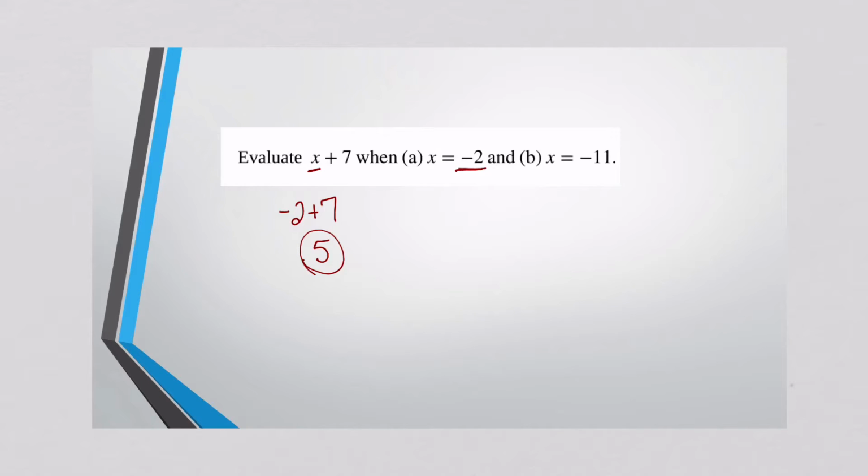Now the next one that I'm going to do, on part B, I'm going to take this -11 and put it where I see x. So I've got -11 plus 7. So I owe $11, but I have 7. Whenever I combine that, I now owe only $4. I kept the sign of the larger number.